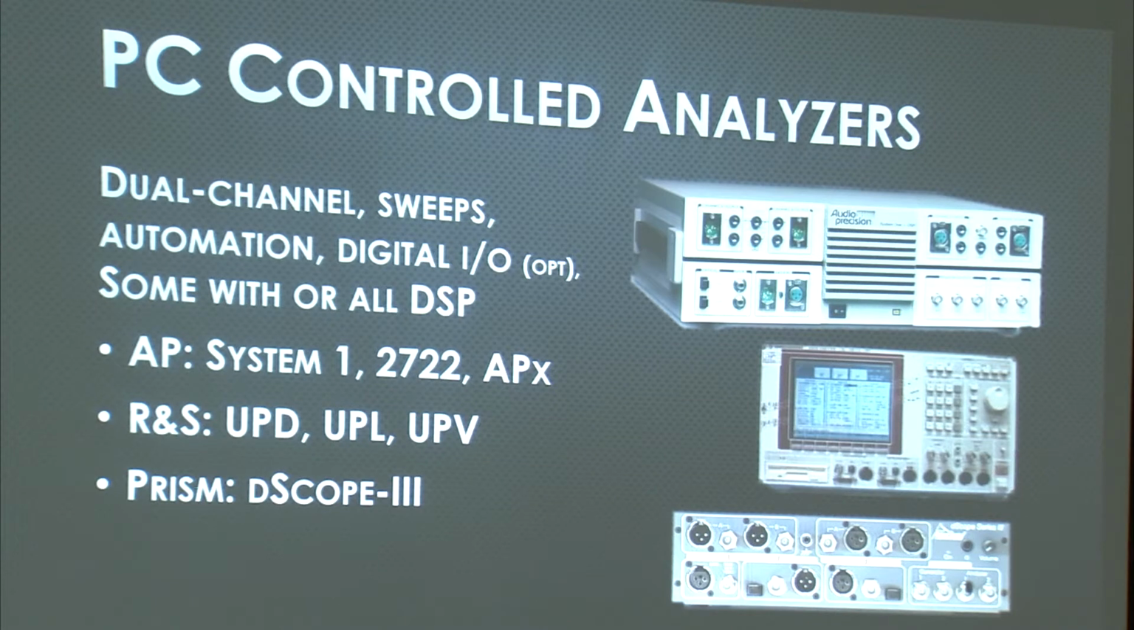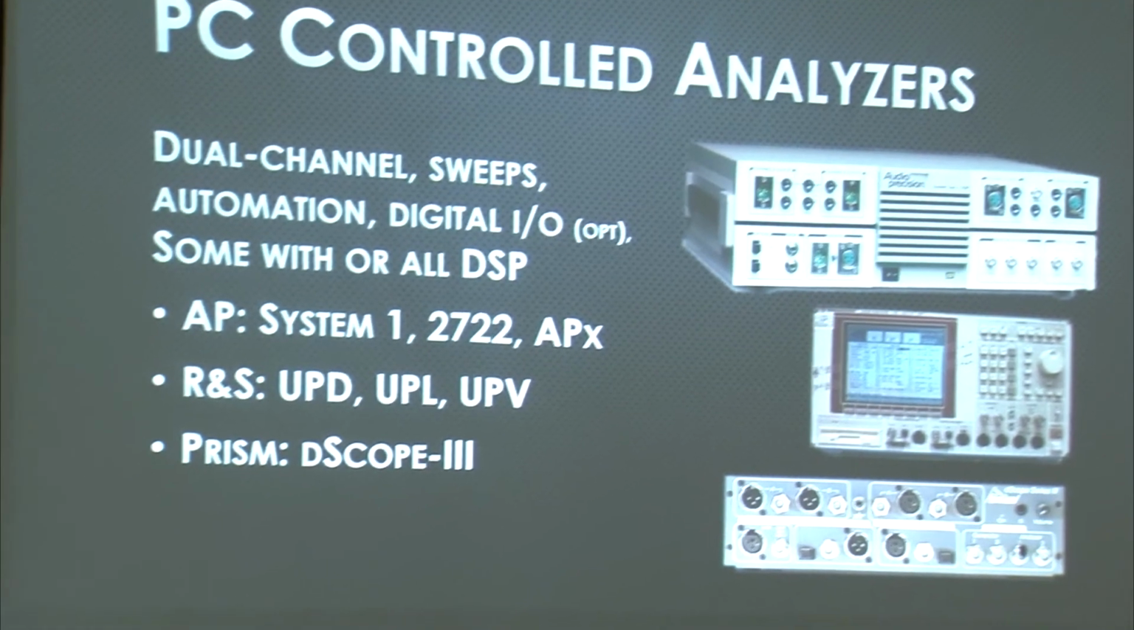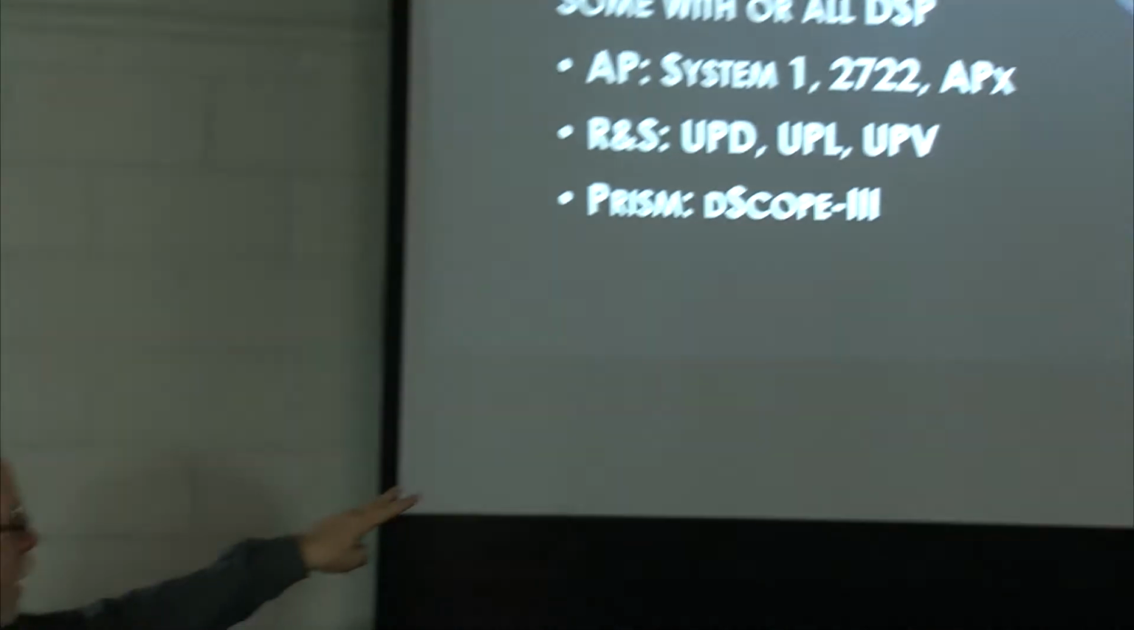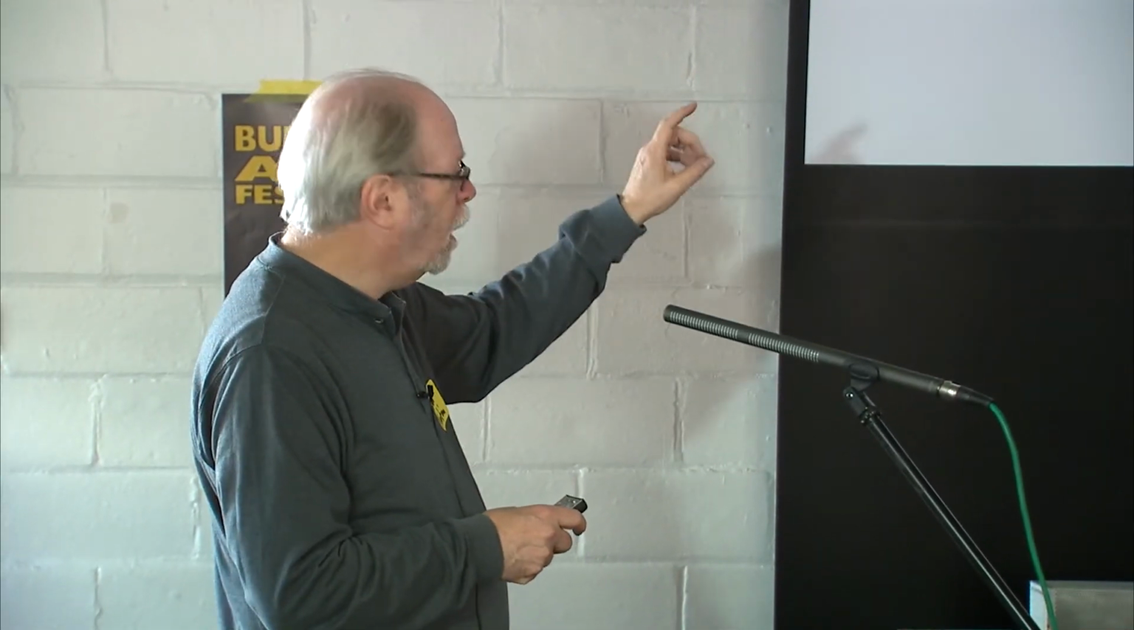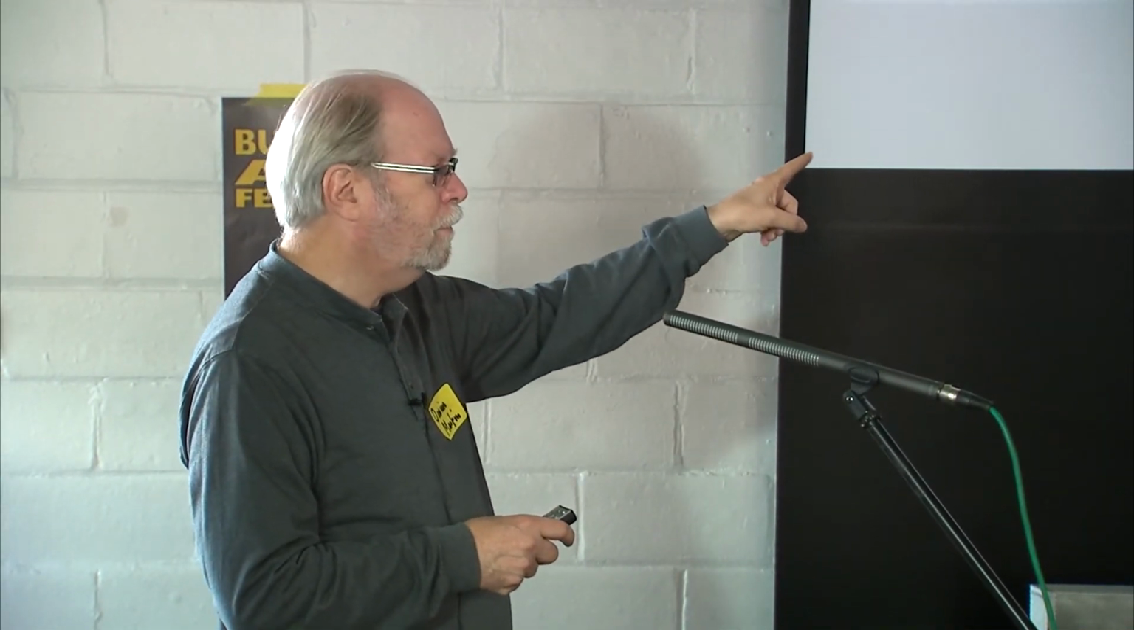And then the bottom one there, that's the D-Scope. And that's another example. It is computer interface. The computer does the bulk of the work. This has analog processing, digital conversion inside. I don't even know if that has any analog notch filters in it.